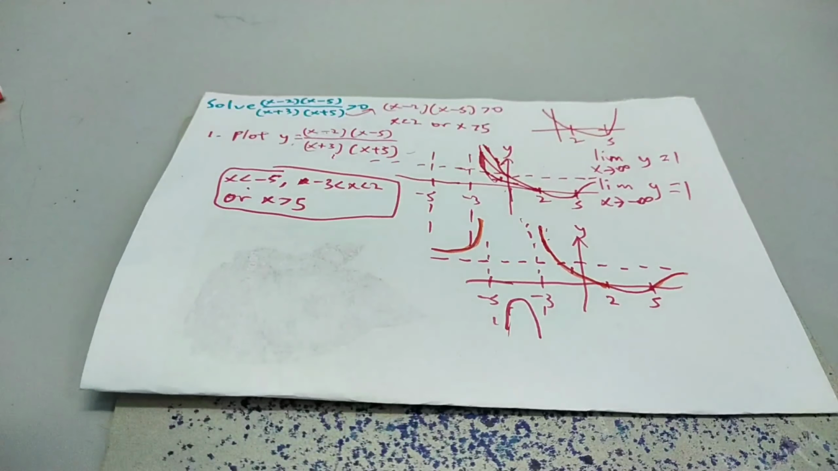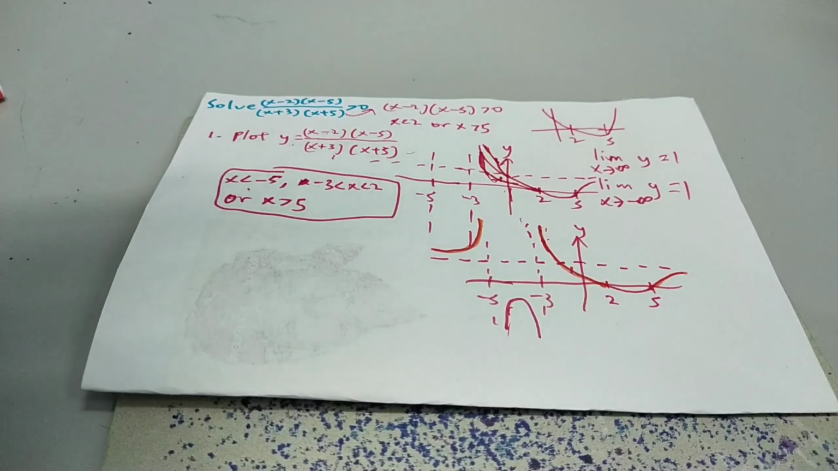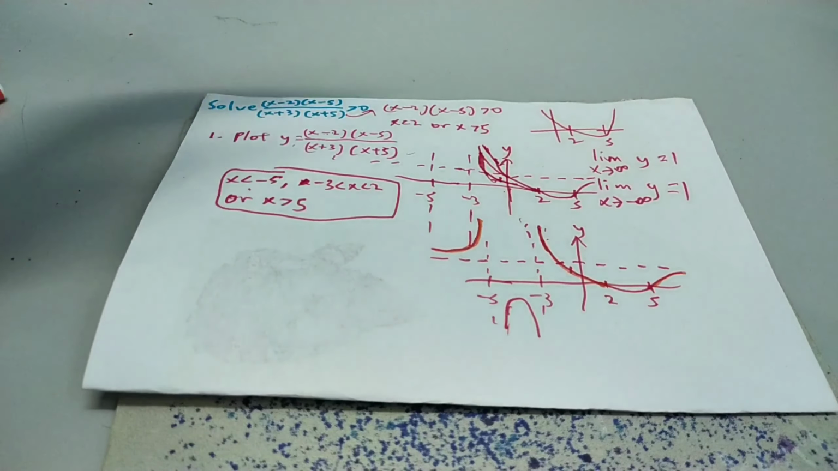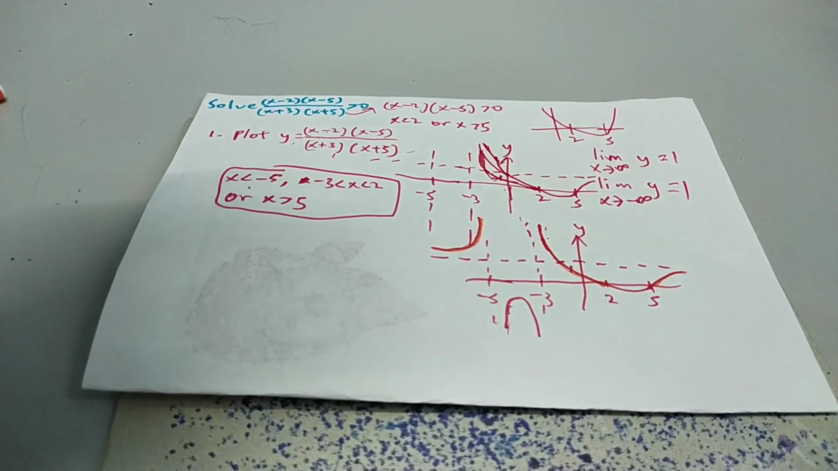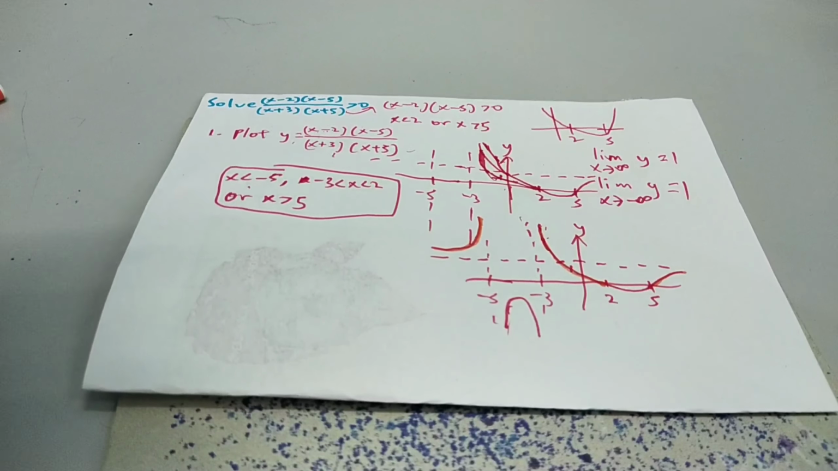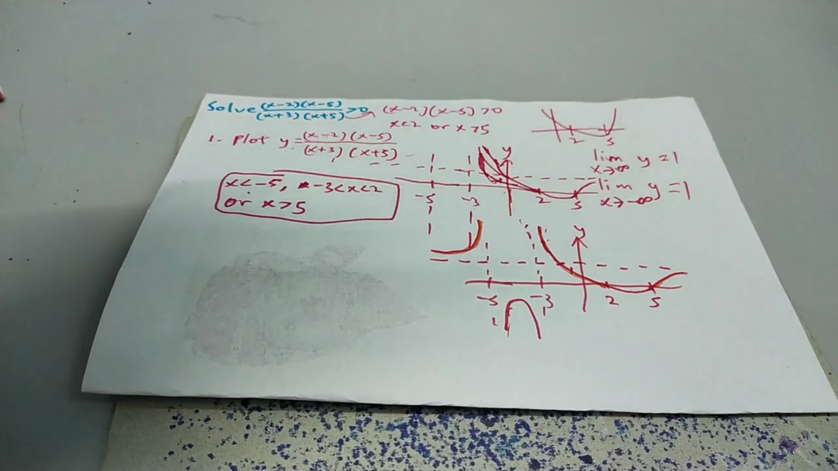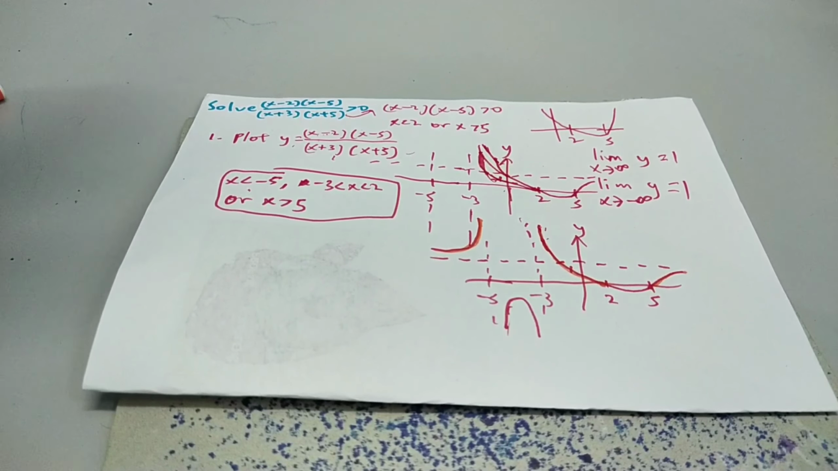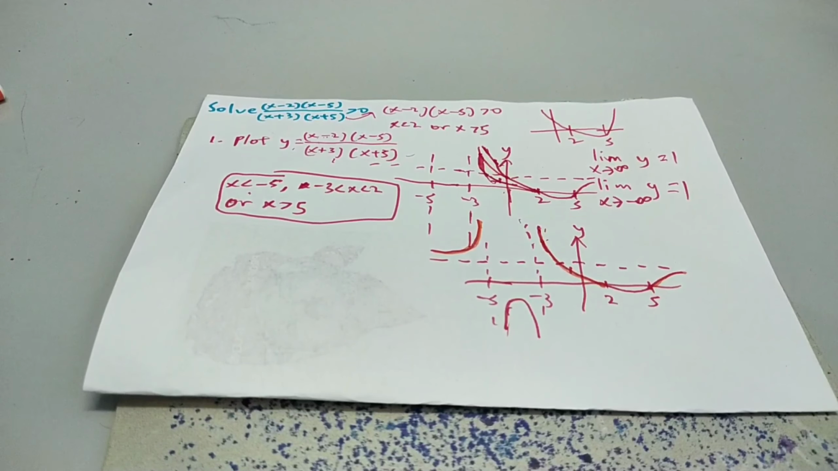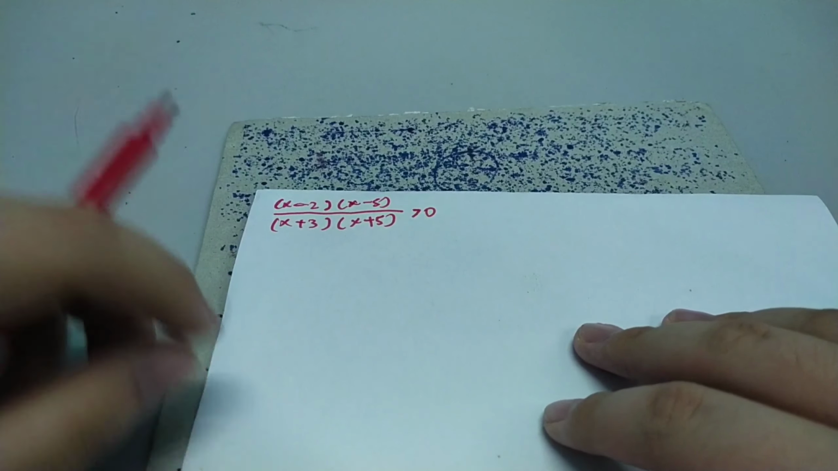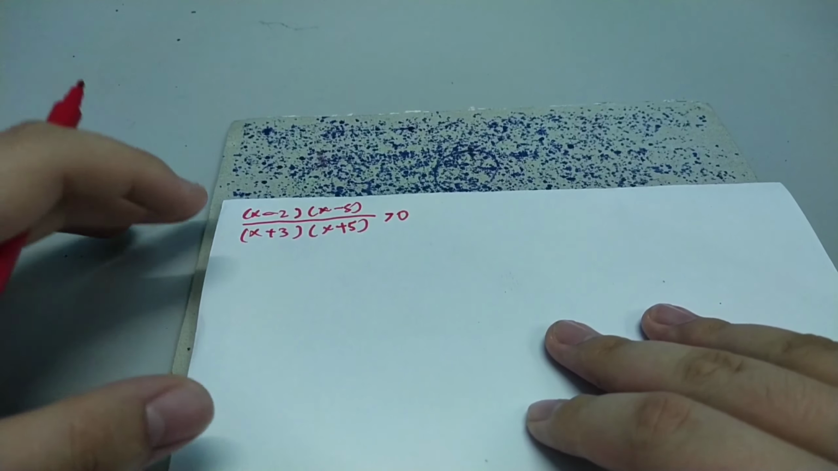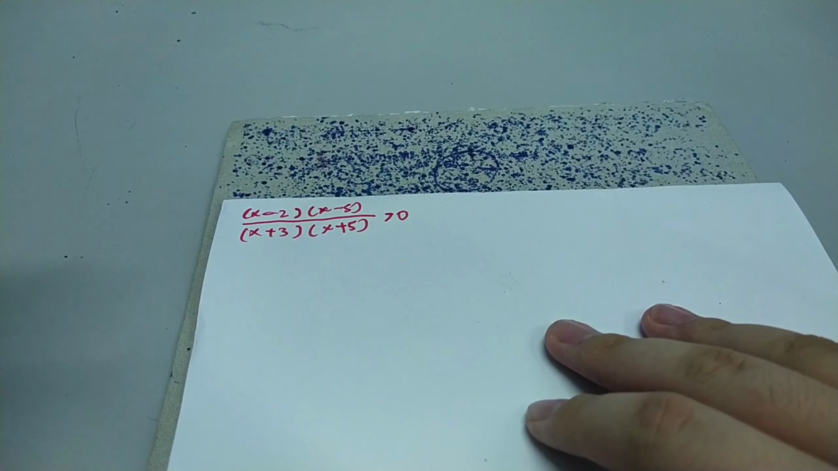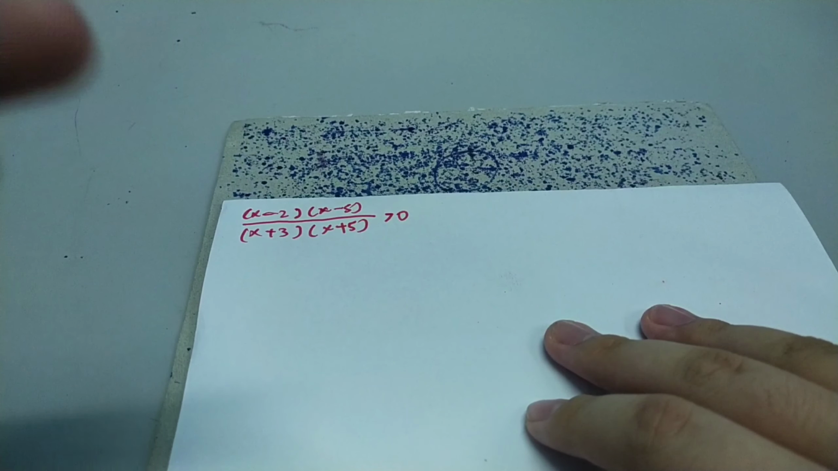But this is just the first method. Now, if you don't know how to graph a rational function, this second method is going to be perfect for you, because it is going to be 100% effective. Okay, now this is the second method that I'm going to show you to solve a rational inequality like this.